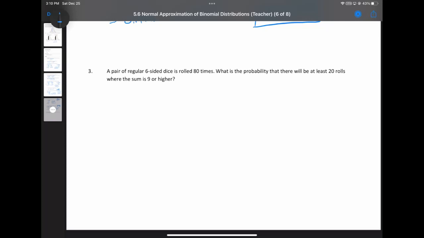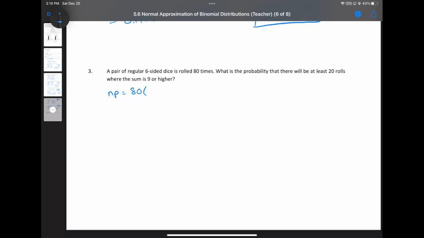So let's maybe try a normal approximation on this one. Just before I do that, though, NP in this case is going to be the number of trials, which is 80, times the probability of success, which we actually currently don't know. The next thing we should do then is figure out what that probability of success is.